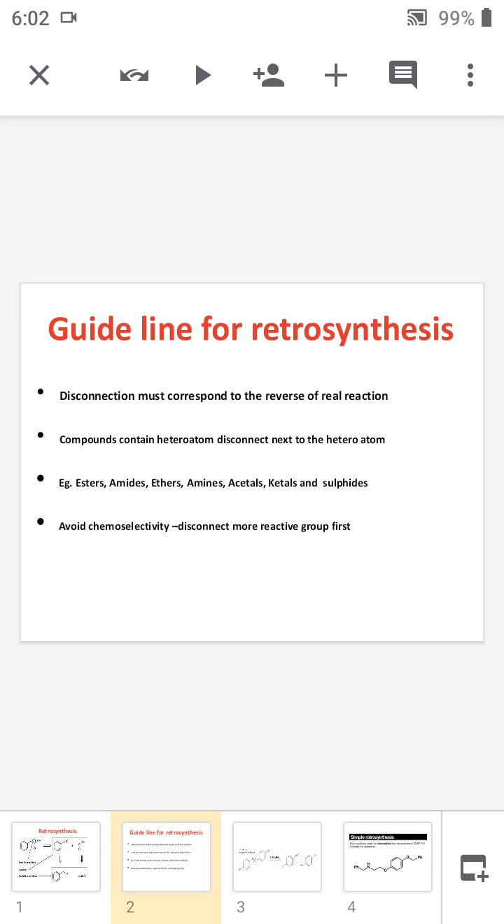That is, we have to do the retrosynthetic analysis by using the functional group interconversion, or we have to choose the other method for making that molecule. The second point is, for compounds which contain a heteroatom, disconnect next to the heteroatom. That means if a target molecule consists of a heteroatom, usually we have to follow that. We have to disconnect the bond which contains the heteroatom.